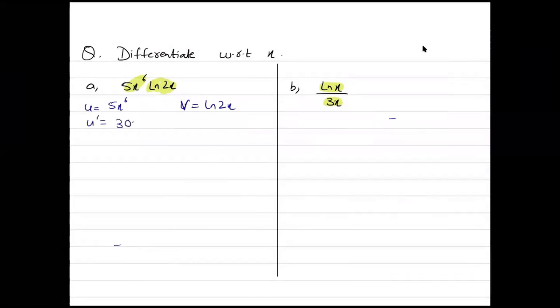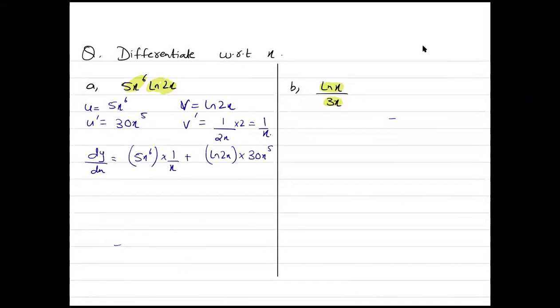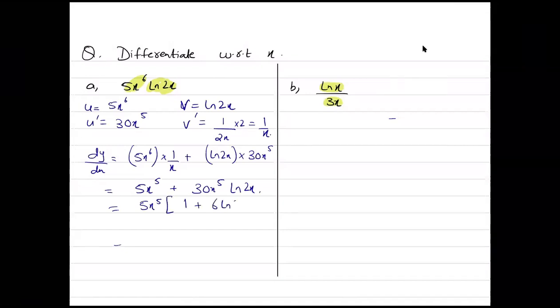u prime is going to be 30x to the power of 5. v prime is going to be 1 over 2x times 2, that is 1 upon x. Derivative is going to be in the form of uv prime plus vu prime. So from the first term, it's going to be 5x to the power of 5, then 30x to the power of 5 ln 2x. Now, if you want, you can take 5x to the power of 5 common: 1 plus 6 ln 2x.